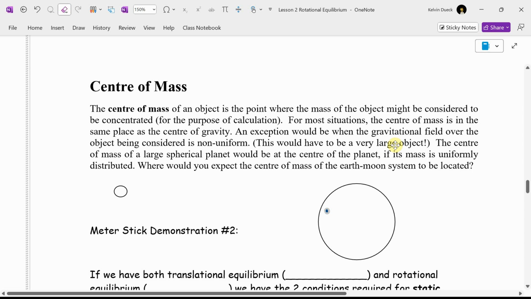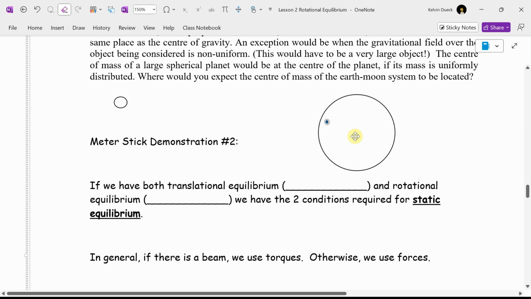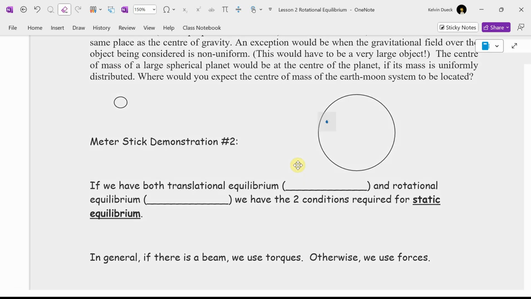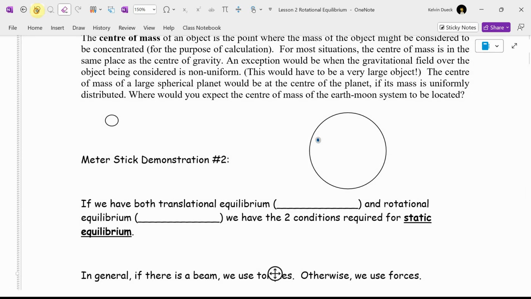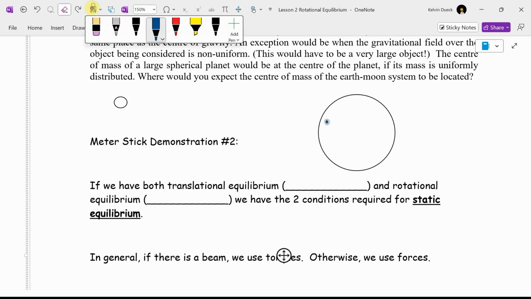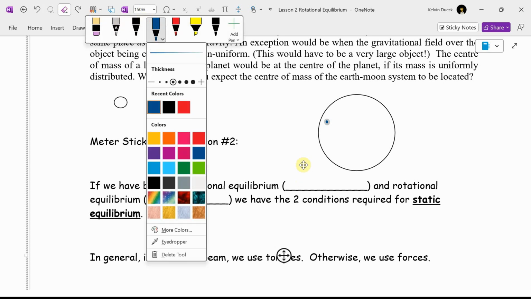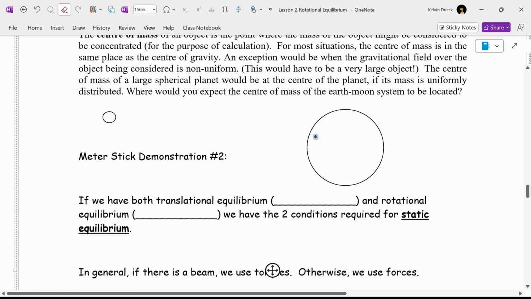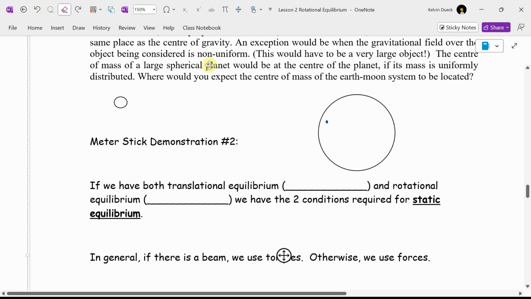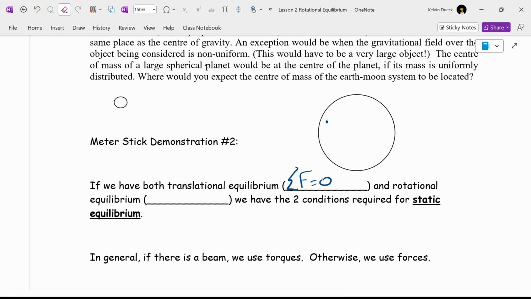Ella, what you showed is for a beam, we're going to put the center of mass conveniently at the center of the beam. Okay. If we have both translational equilibrium, the sum of all the forces equals 0, and rotational equilibrium, the sum of all the torques is 0.